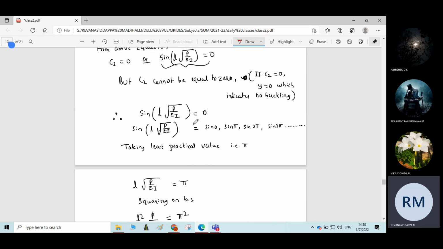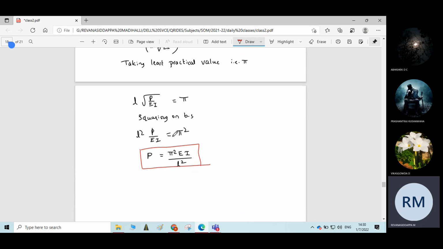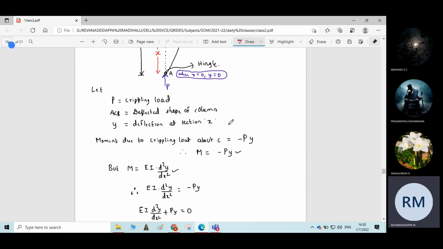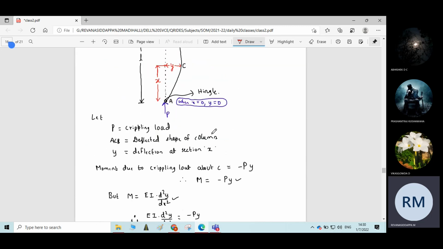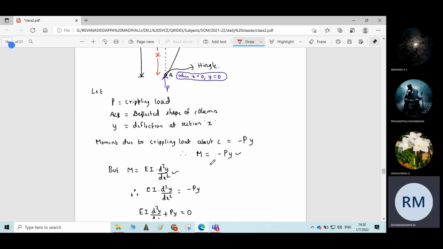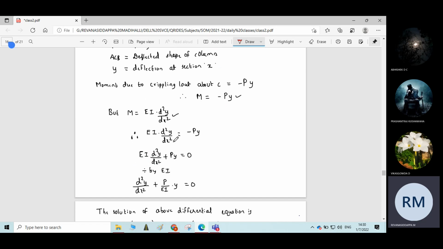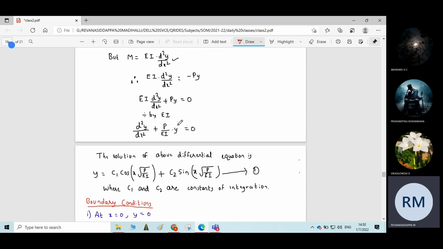Is that clear, students? This completes the derivation. Only two steps. First step is to take the moment of force P about C. You will get it as minus Py. We have the generalized equation for M, that is EI into d square y by dx square. From both these equations we have written EI into d square y by dx square is equal to minus Py. So after some simplification we got this particular equation.